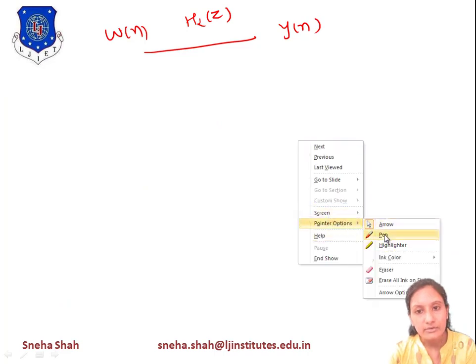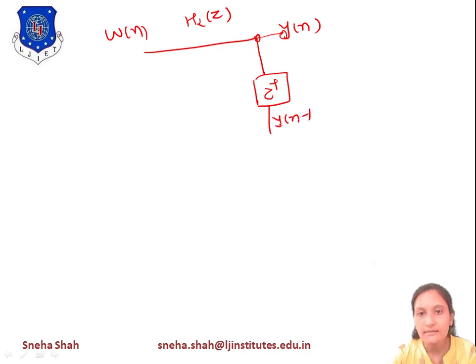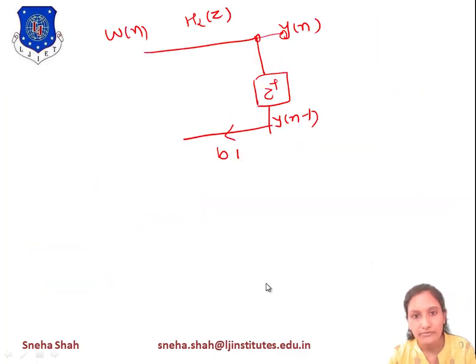So this one is the output, right? Over here we will take a delay unit. So y of n through z inverse means it will give you delay in the output. Now this will multiply with a1, because we have taken the constant as a1 and this one is minus a1. So we will take minus a1.